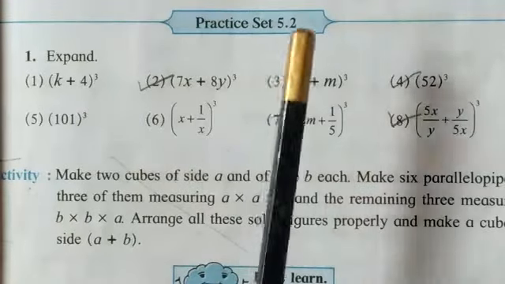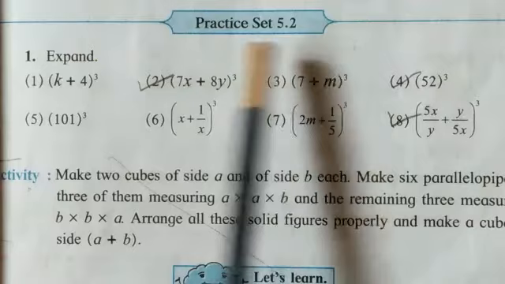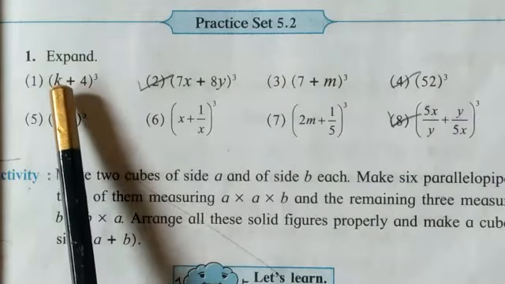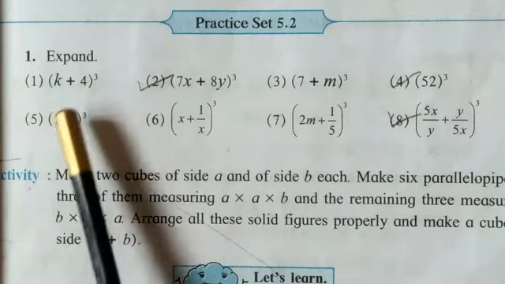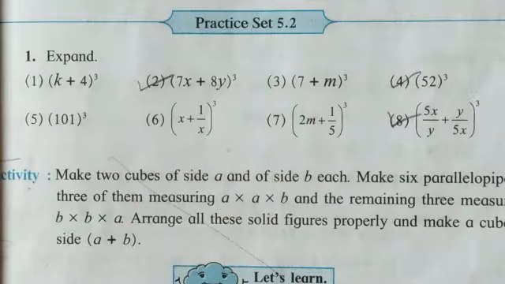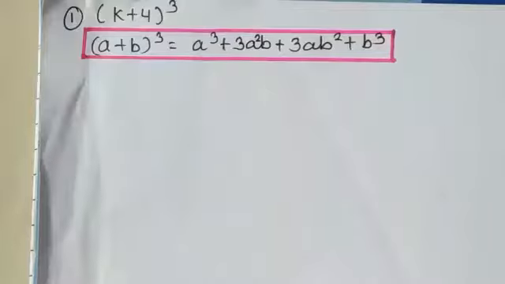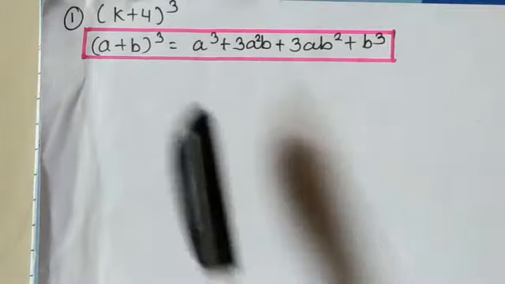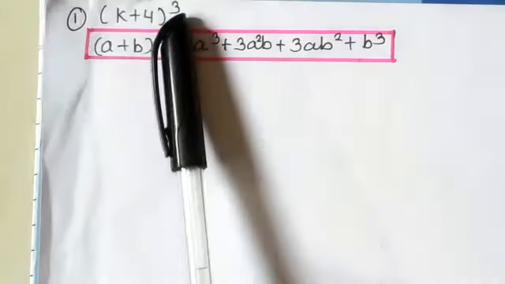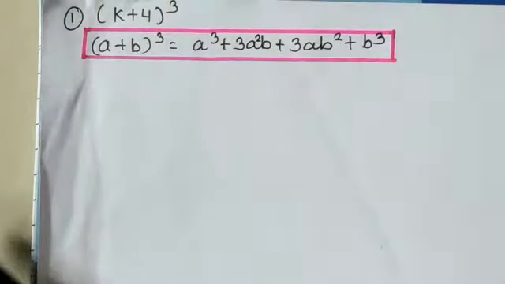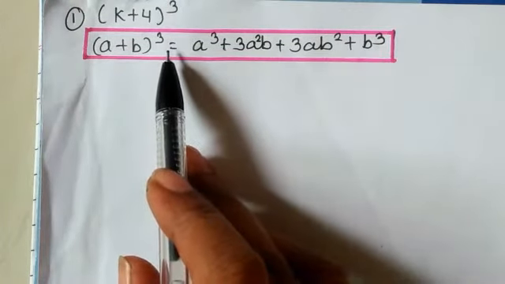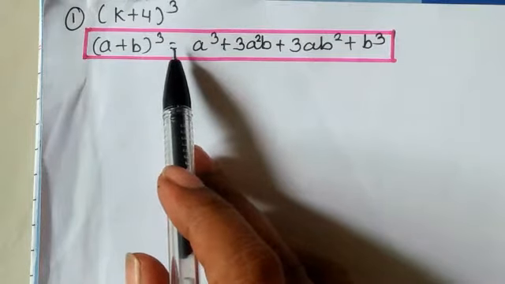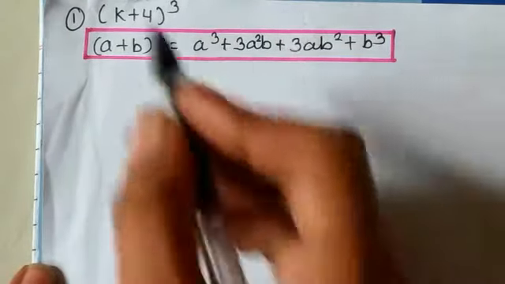This is our practice set number 5.2. Question number 1 is there. Expand. We have to expand all the sums. Let's go ahead with question number 1. So this is our first question, that is (k plus 4) bracket raised to 3. Here, as I have told earlier, for practicing we are writing the formula again. You can also write it in the same way, which will help you to learn it. So let's solve it.